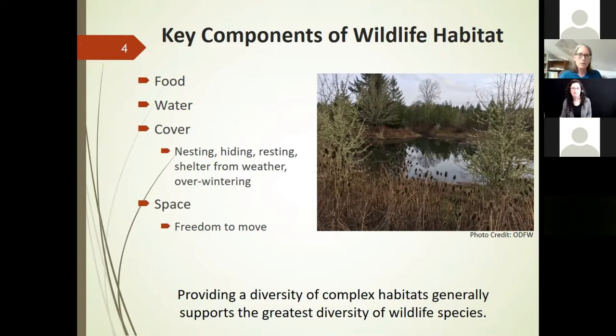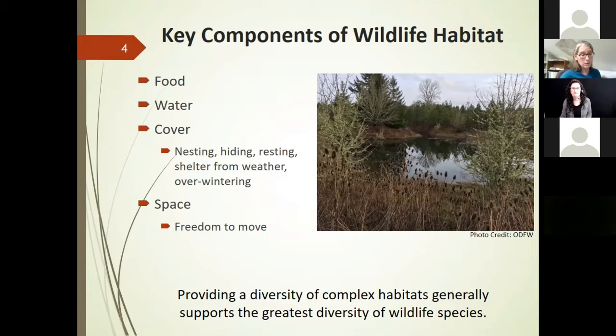But space also is related to the ability of that critter to move safely across the landscape to access the food, the water, the cover in the different forms it takes through the seasons to meet all of its life cycle requirements. And again, that looks different for every species, but when you're thinking, okay, what do I need to provide habitat? You want to be thinking, okay, food, water, cover, space. How do I provide these things for species in general?